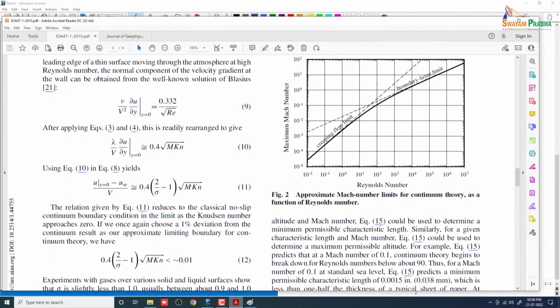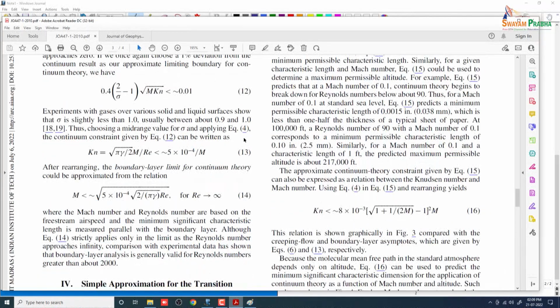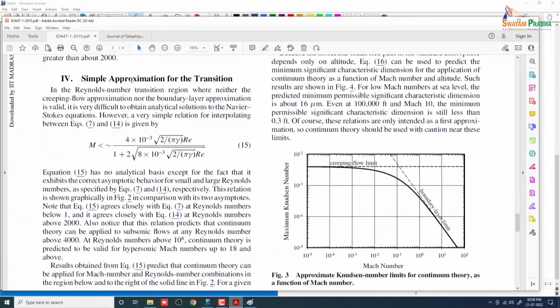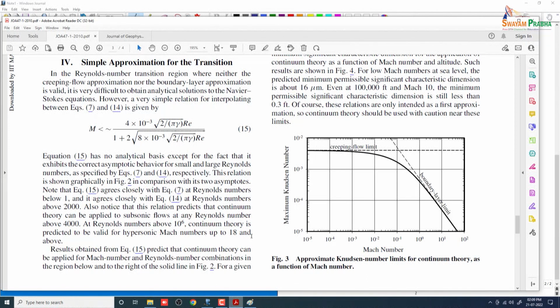Let's move on to another figure here, which is figure 3. Now we have the maximum Knudsen number on the y-axis and the Mach number on the x-axis, and you can see here too that the continuum theory fails for Mach number less than 0.1 and Knudsen number less than 0.008 for boundary layers. That's the boundary layer limit. So that's something we can see from this plot.